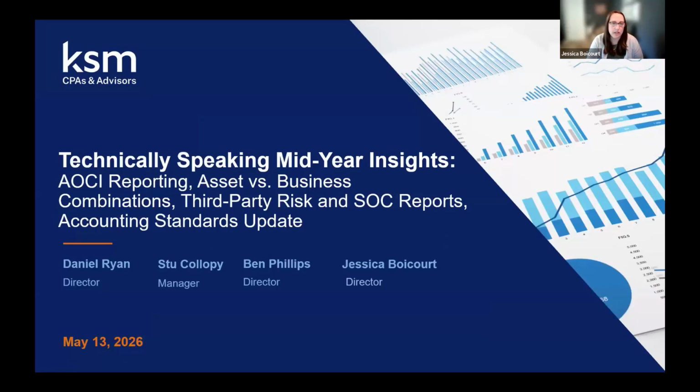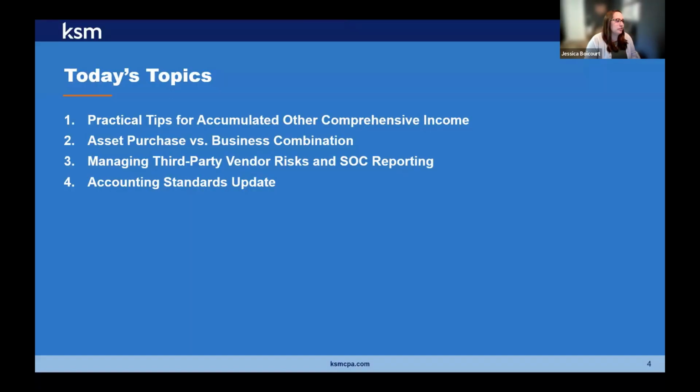Perfect. So I have three colleagues joining me today to cover a variety of topics, which includes Daniel Ryan talking about some practical tips for accumulated other comprehensive income. Stu from our Cincinnati office is going to walk through asset purchase versus business combinations accounting, and Ben Phillips is going to discuss how to manage third-party risk by understanding the impact of service providers on internal control and SOC reporting. And then last, I'm going to discuss some recent accounting standards updates with the FASB.